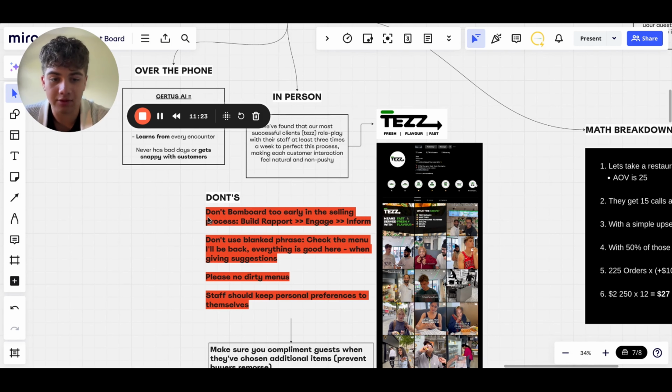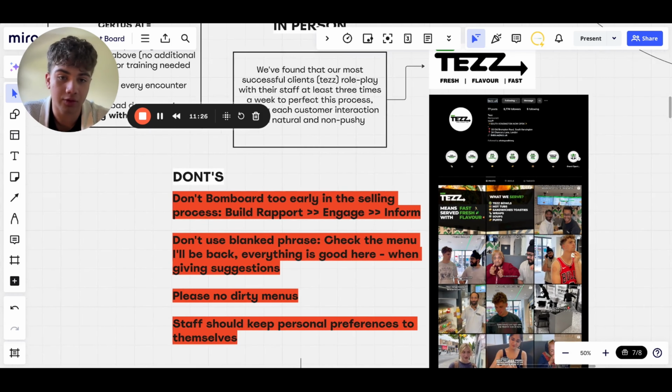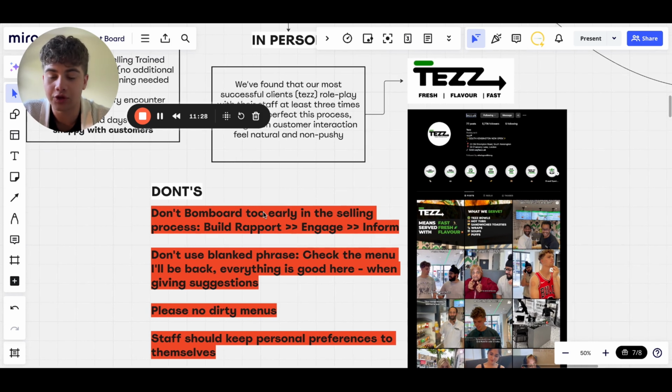But there are three things that you've got to make sure that you don't do when you do this, or when your staff do. First, you don't want to bombard them too early in the selling process, as realistically you want to be building rapport, engaging with them naturally, and then from there informing them on an upsell that they could take, whether it's a sauce, drink, side, whatever it might be. So, for example, in a reservation setting, you obviously don't want to be upselling them straight off the bat, because you're going to come off as a little bit pushy. And in the QSR setting, maybe you want to just do it later down the line once they've chosen a couple other items that they're looking at from you, right?